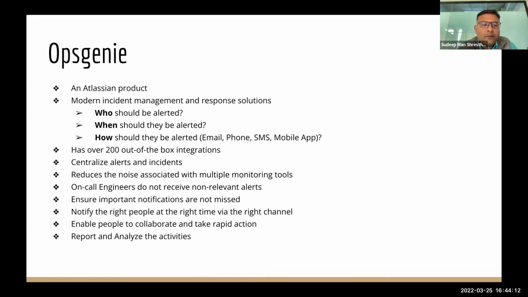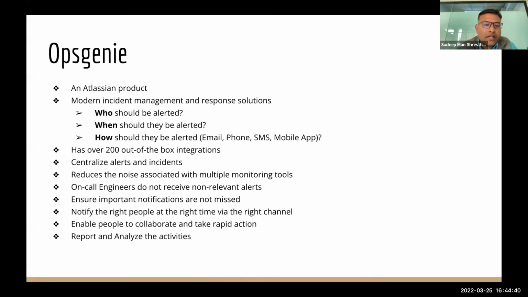So the main objective of Opsgenie is to centralize alerts and incidents. Obviously, our Slack messages are usually cluttered for any production incidents. Like we have lots of Slack channels. So Opsgenie helps us in centralizing all of the alerts and incidents. It also reduces noise that's associated with multiple monitoring tools. We probably use many sorts of monitoring tools like Site 24/7.